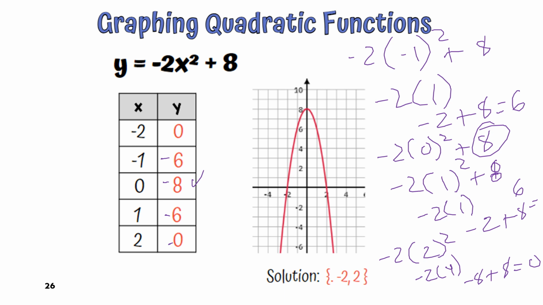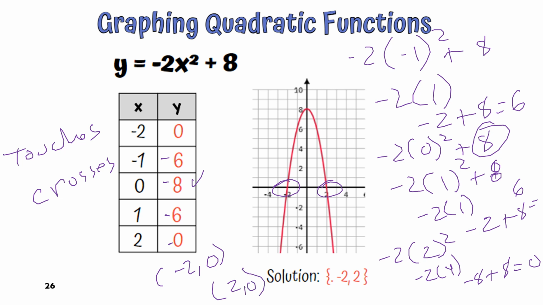Your solutions with the graph is where it touches or crosses, right? So touches or crosses is the solution. If it doesn't touch or cross, there's no solution. So here our solution is -2, 2. You could write it as -2, 0, 2, 0. Here's one reason I like the solution set. Here we wrote 2 numbers and some curly things. Here we wrote 4 numbers, so it's just a little bit easier.